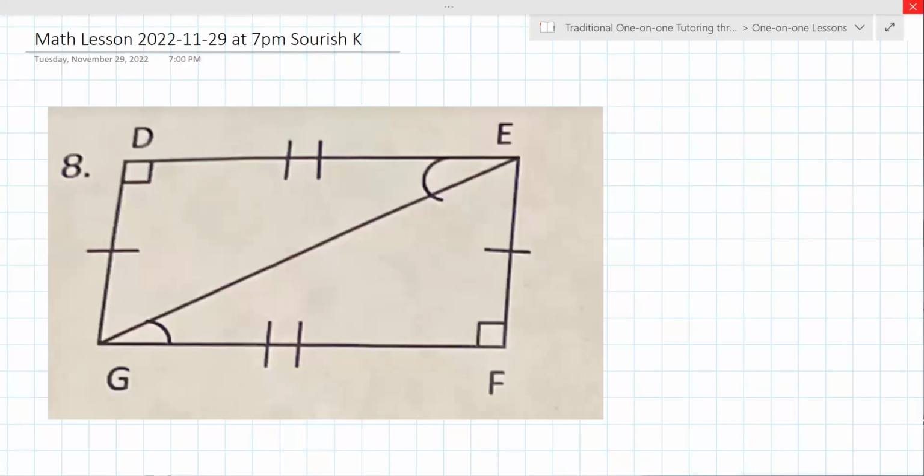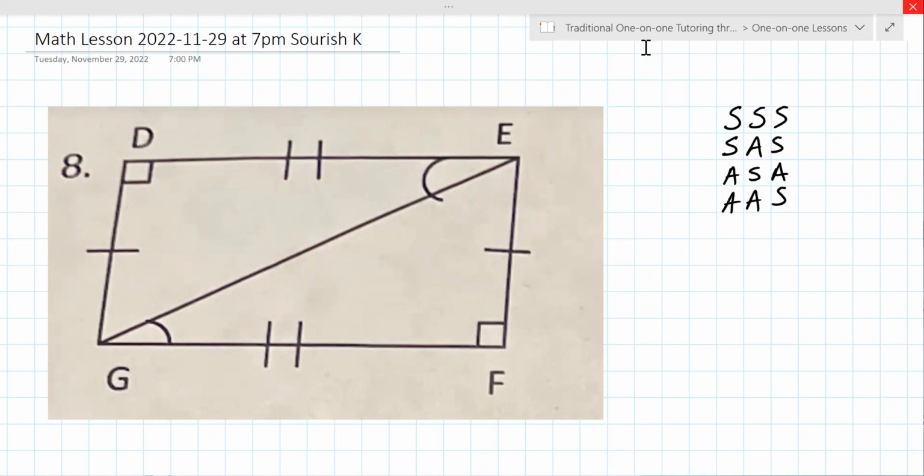Okay, so the instructions say, you probably see them at the top there. They say, write a congruent statement for any figure that can be proven congruent. Explain your reasoning. So we talked about this last time. For triangles, there's side, side, side; side, angle, side; angle, side, angle; and angle, angle, side.